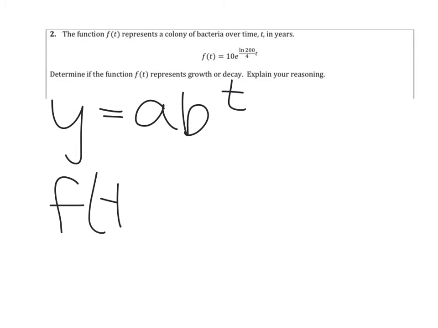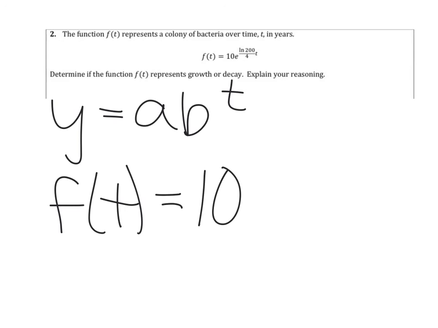Okay, question 2. The function f of t represents a colony of bacteria over time in years. Determine if the function represents exponential growth or decay. Now again, they're just trying to mess with you. You can't just look at that and tell me you know the answer. You have to get it in y equals ab to the t power. Okay, that t is not by itself, so I need to clean this function up before I dare answer this question.